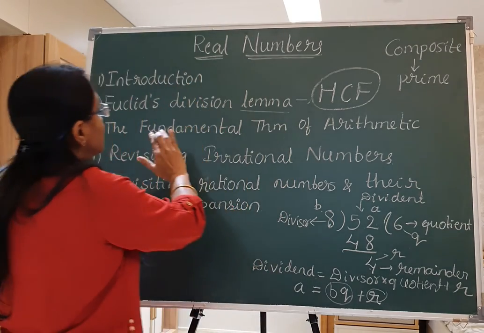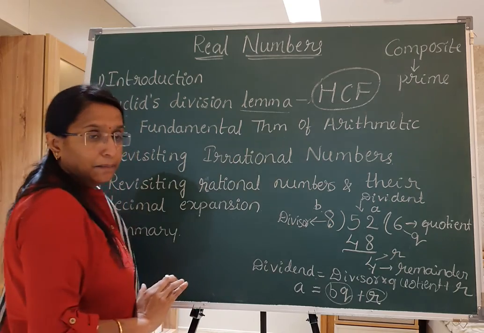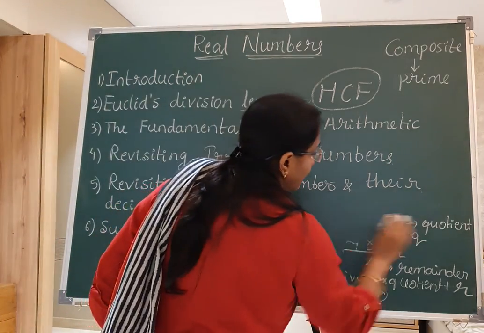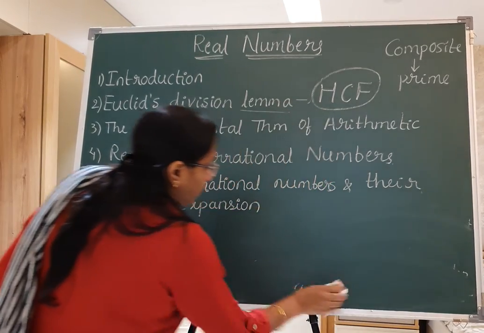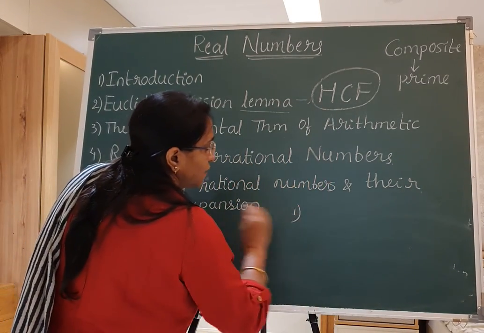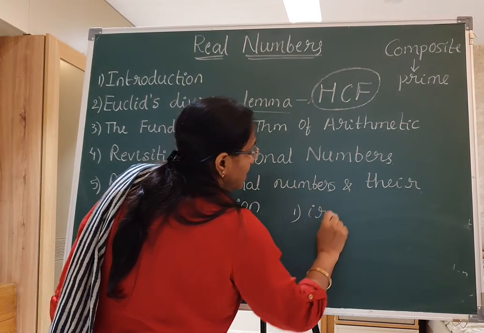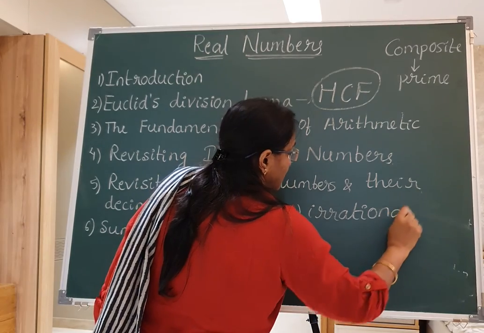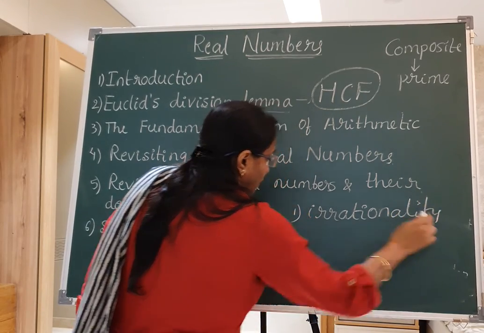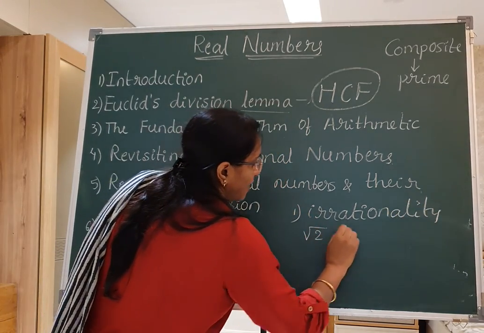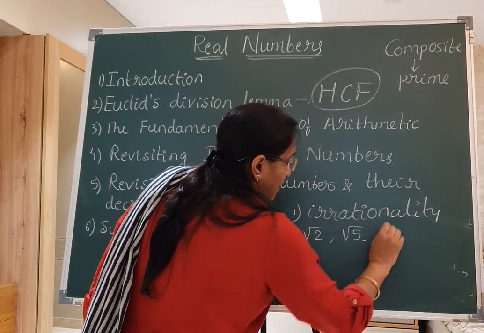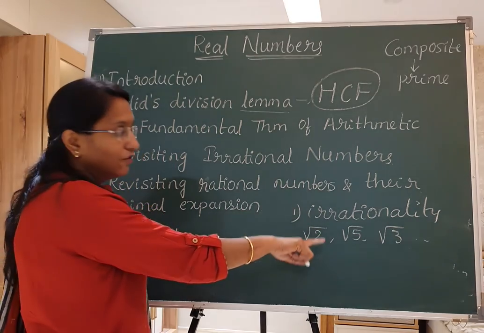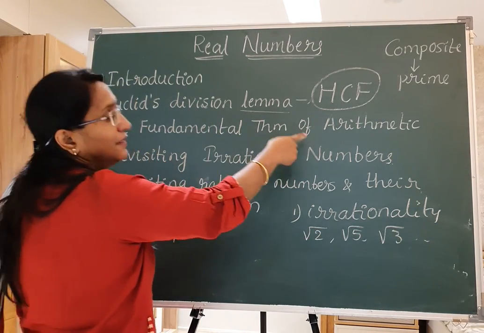What are the applications of this theorem? This theorem is very important. The first application is to prove the irrationality of numbers. We know that root 2, root 3, root 5 are all irrational numbers. But how will you prove this? To prove the irrationality of these numbers, we use this theorem.